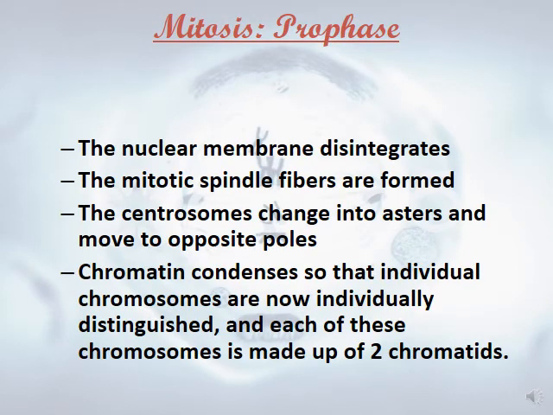These are the different phases or the different events during mitosis. The nuclear membrane disintegrates, mitotic spindle fibers are formed. The centrosomes change into asters and move to the opposite poles. Chromatin condenses so that individual chromosomes are now distinguished, and each chromosome is made up of two chromatids.